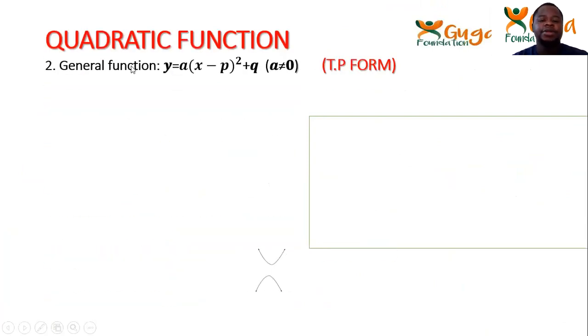So quadratic form number two, the general formula, this is case two, very important. y is equal to a into x minus p squared plus q, whereby your a will never be equal to zero. So this, we call it a TP form, a turning point form. Why? Because we're given the turning point. So wherever you're given the turning point, you use this formula.